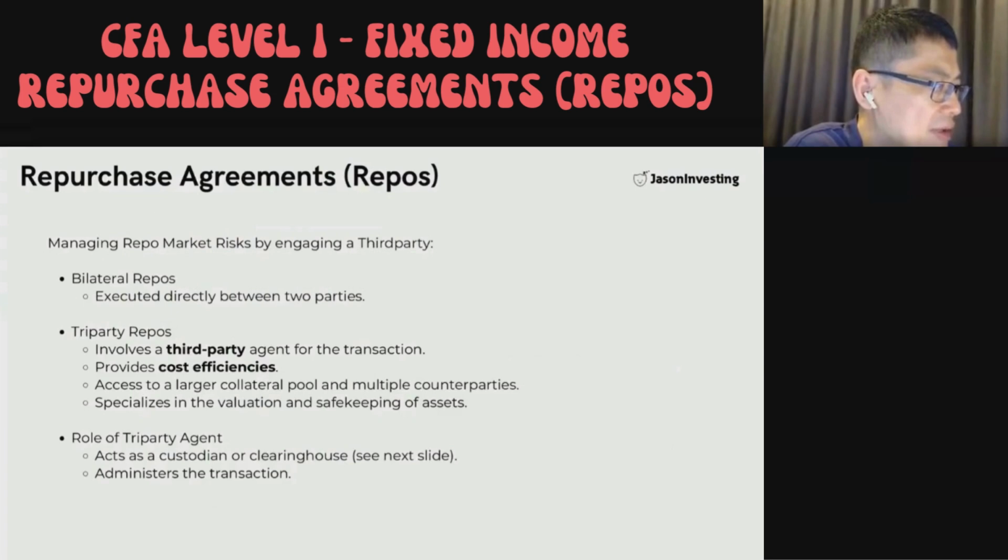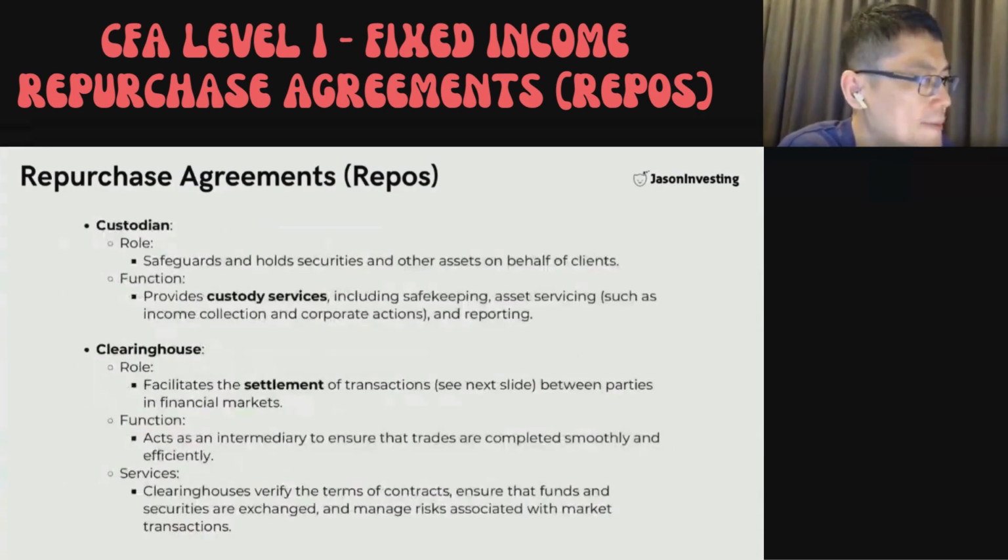Also, if you trade through a third party, the buyer will have access to a larger collateral pool and potentially multiple counterparties. The third party also specializes in the valuation and safekeeping of the assets. So the tri-party agent acts as a custodian or a clearinghouse and administers the transaction, which means that both sides will have to pay a fee to the tri-party agent.